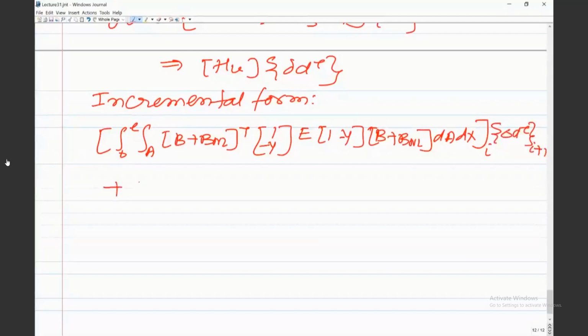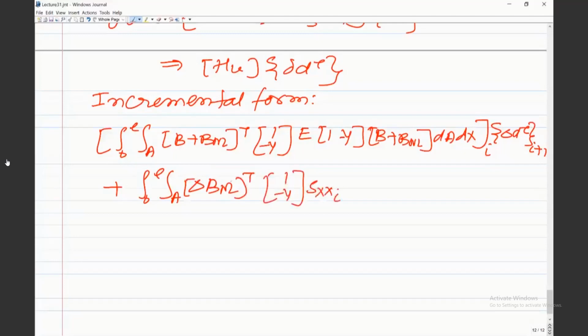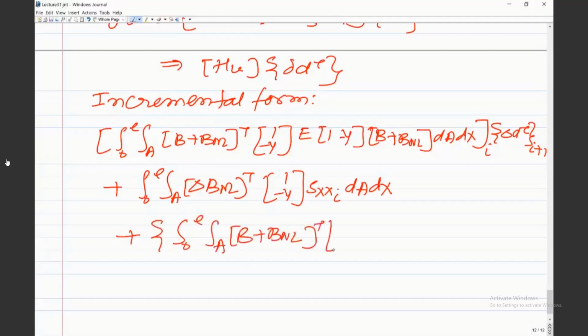The second term again is integration 0 to L, integration over the cross sectional area, and then we will have delta BNL transpose, and then 1 minus y as it is, and then we have Sxx which is evaluated at the previous iteration, and then dA dx. So these are the derivative terms. And then plus we will have integration 0 to L, integration over the cross sectional area, and then B plus BNL transpose, and 1 minus y, and then you have Sxx, and then dx dA.